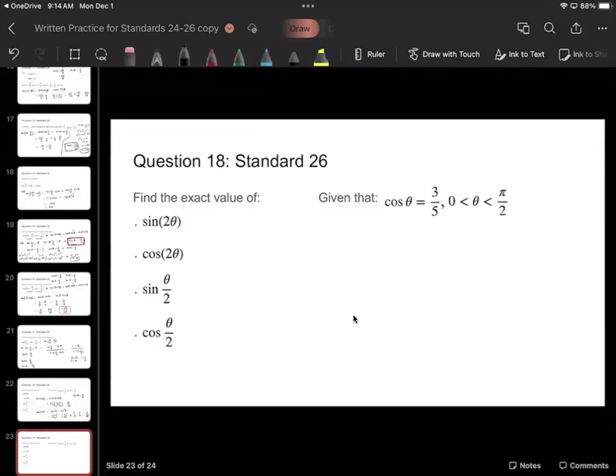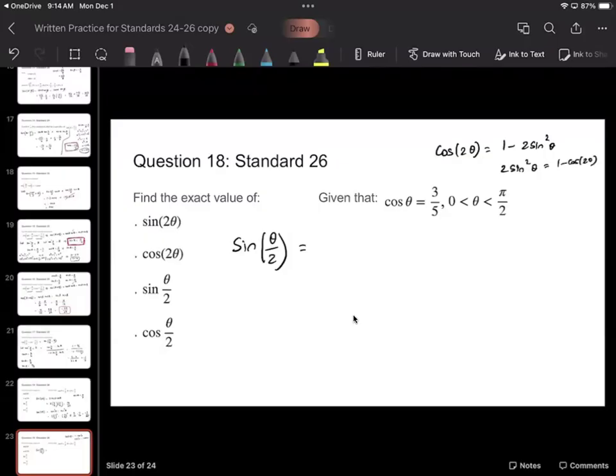So now let's do sine theta over 2. We have to use the half angle formula for this. Let me just derive it very quickly. You know that cosine 2 theta is nothing but cosine squared minus sine squared, which can be thought of as 1 minus 2 sine squared, which means 2 sine squared is 1 minus cosine 2 theta.